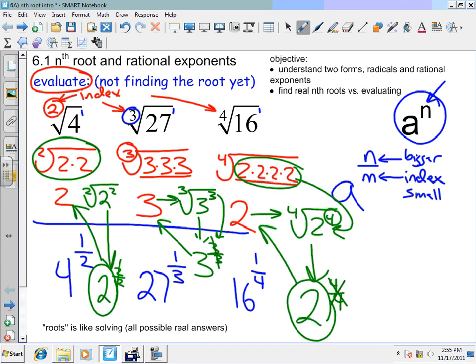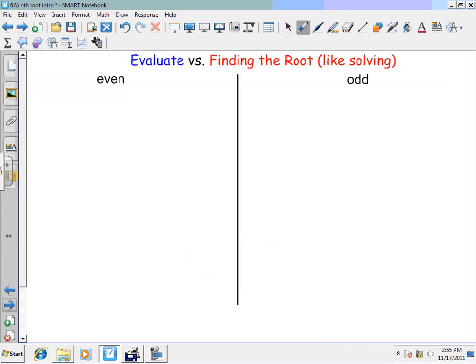Now we have this little thing down here about roots being like solving for all possible real answers. So that's what we're going to work on next. Notice in this example, we're talking about evaluating. So on this slide here, we're talking about the difference between evaluating and finding the roots. This is the difference of saying, okay, what is the square root of 4? And a lot of people say 2. You evaluate it. You plug it into a calculator, what do you get?